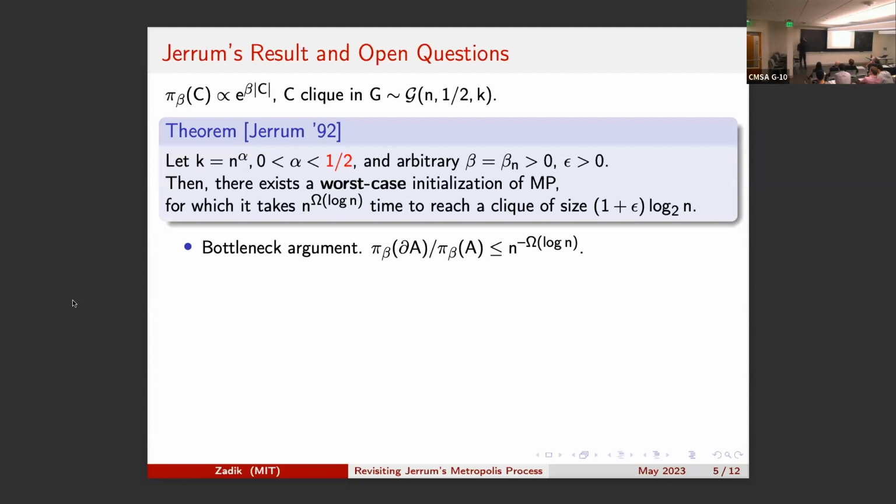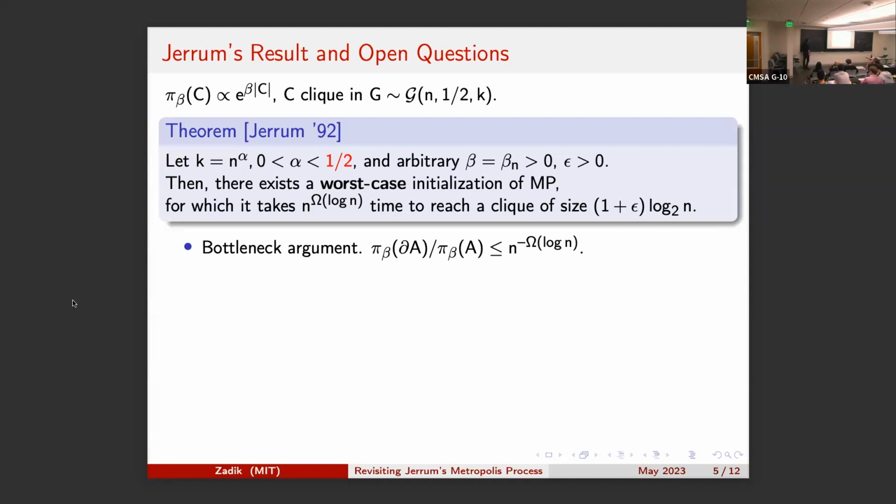If you have some Markov chain and that's your state space, for example here we have the planted clique and a bunch of other cliques. The idea is, how you prove such hitting time lower bounds is that you split your space into two parts and you search for bottlenecks. So you split your state space into two parts, A and A complement, that have essentially two properties. The first is that A complement contains all the interesting cliques, in this case all the 1 plus epsilon log n cliques.